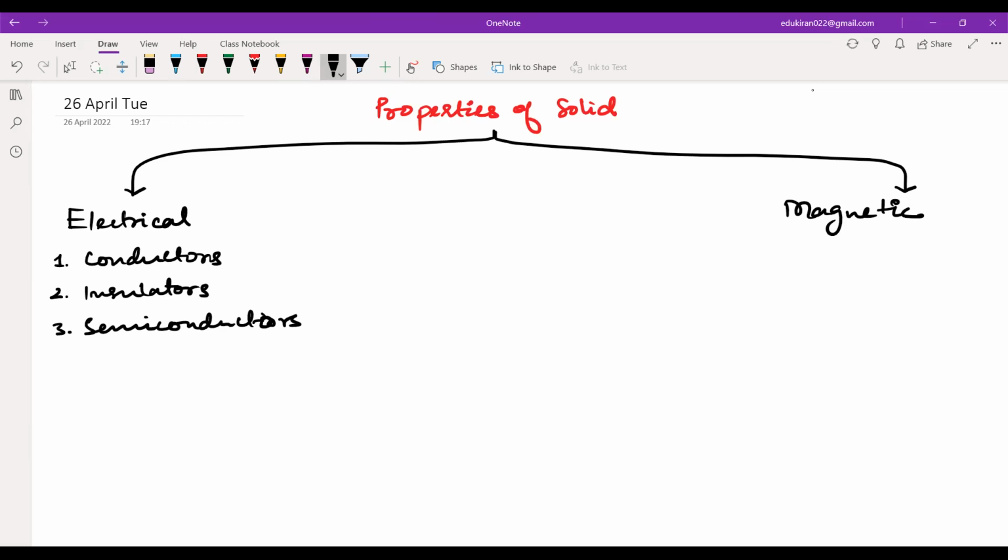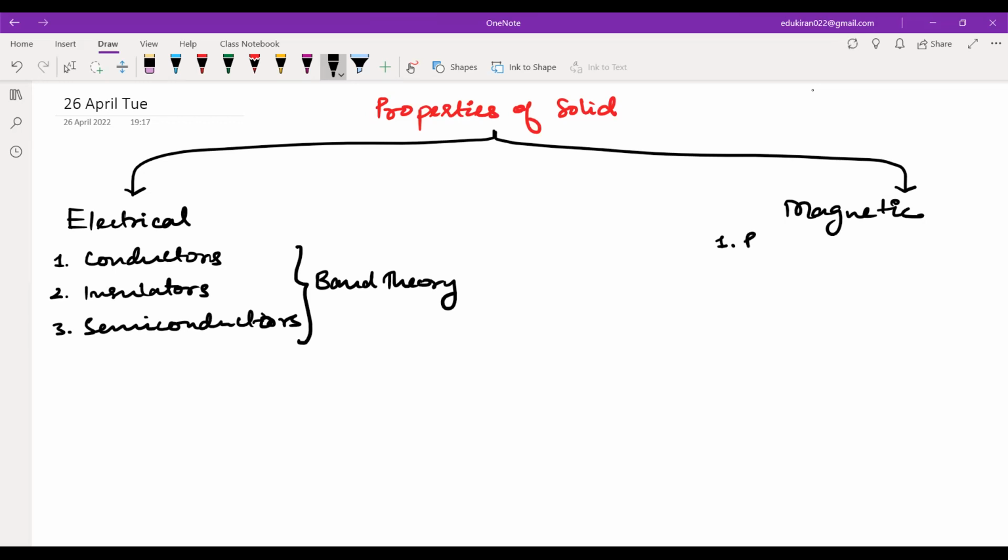Okay. Now, you must have heard about conductor, insulator, and semiconductor, but we will be studying these three parts from the perspective of band theory. Band theory is nothing new. It is just an application of molecular orbital theory, or atomic orbital theory, you can also say. Magnetic properties can also be of three different types.